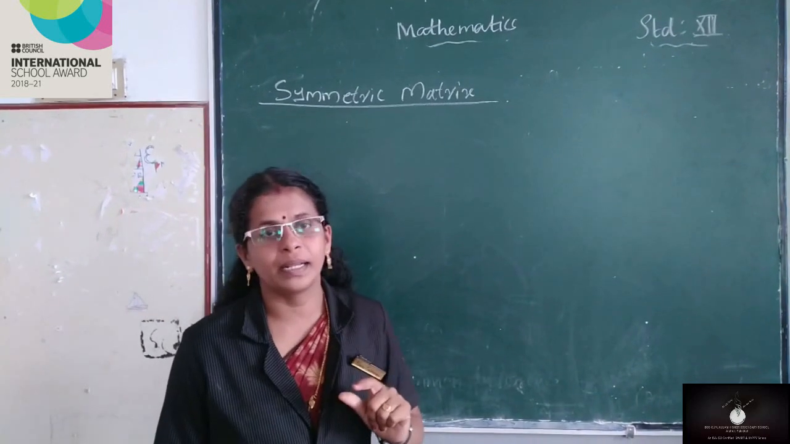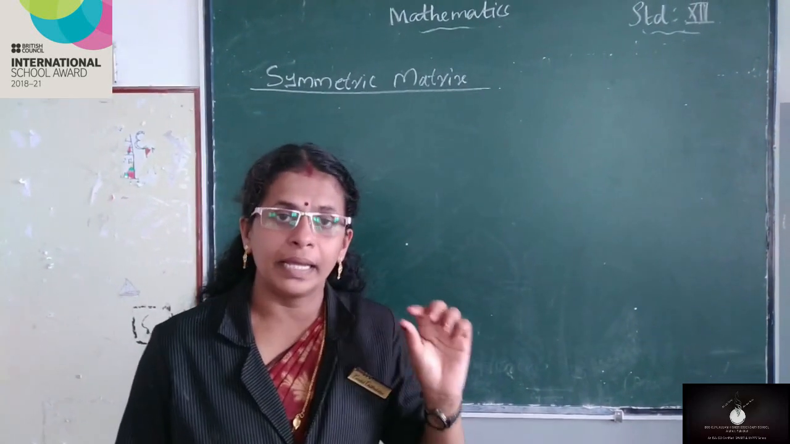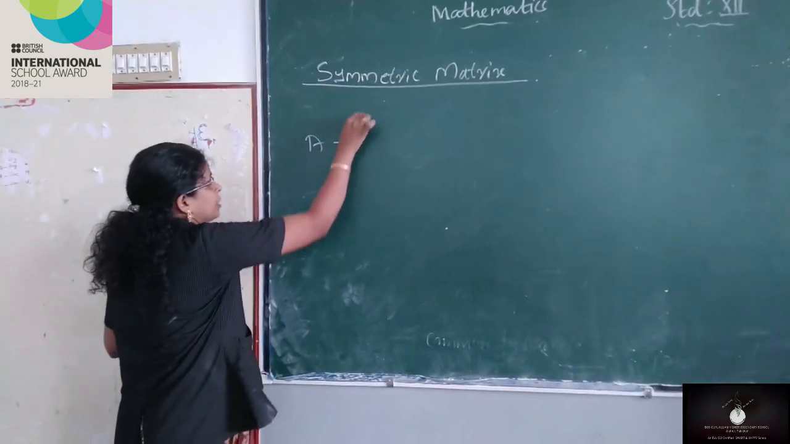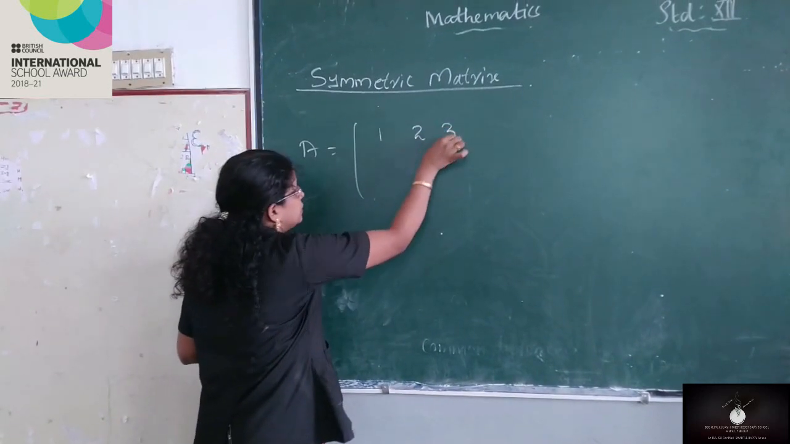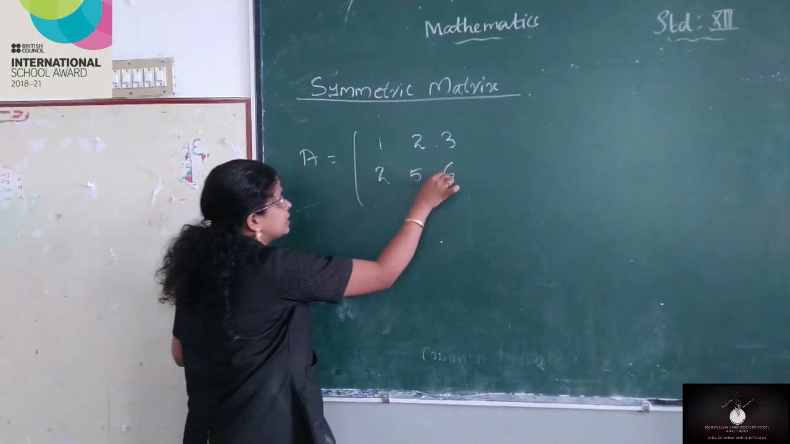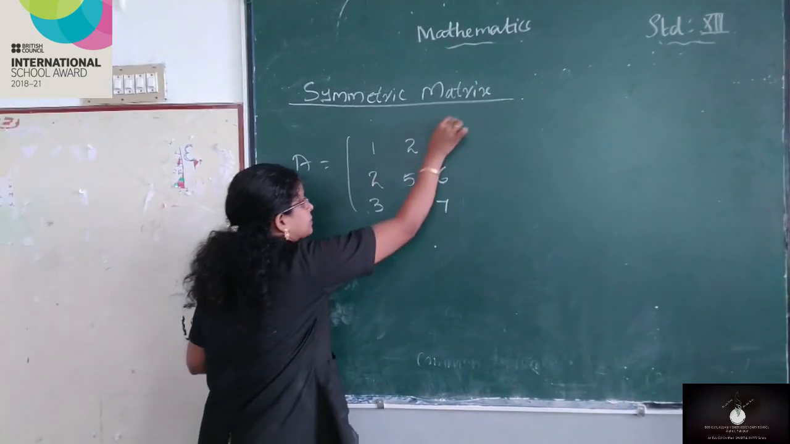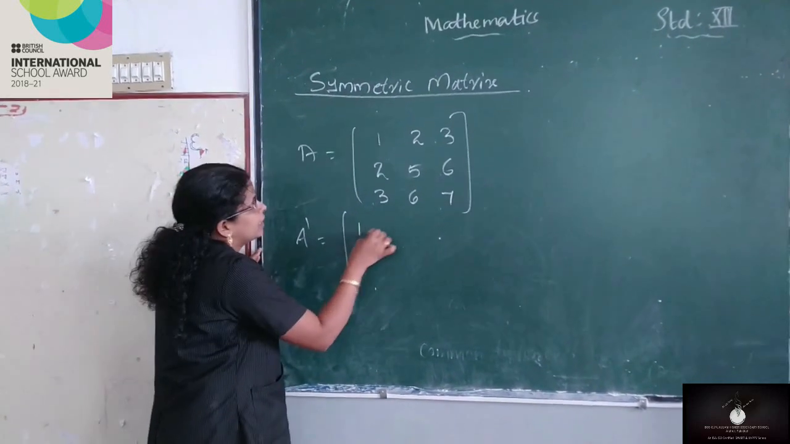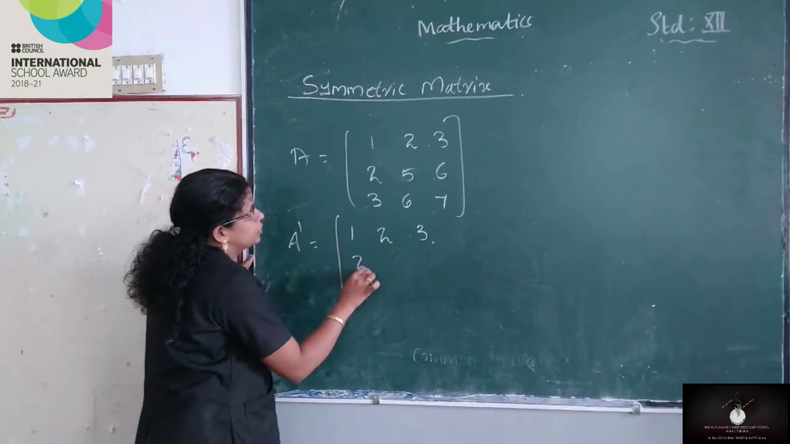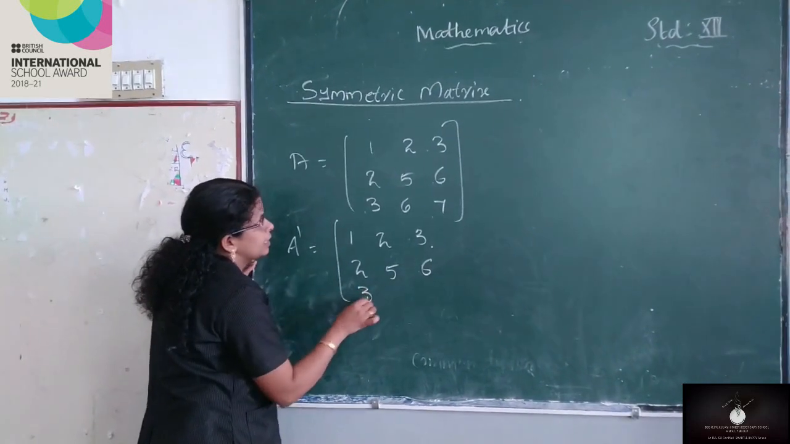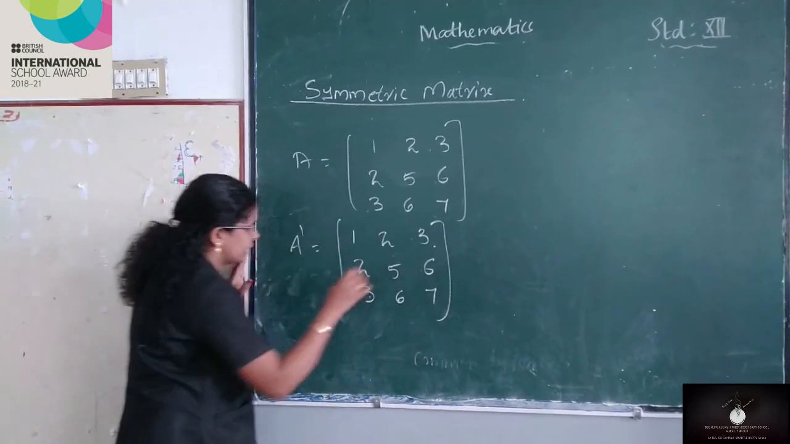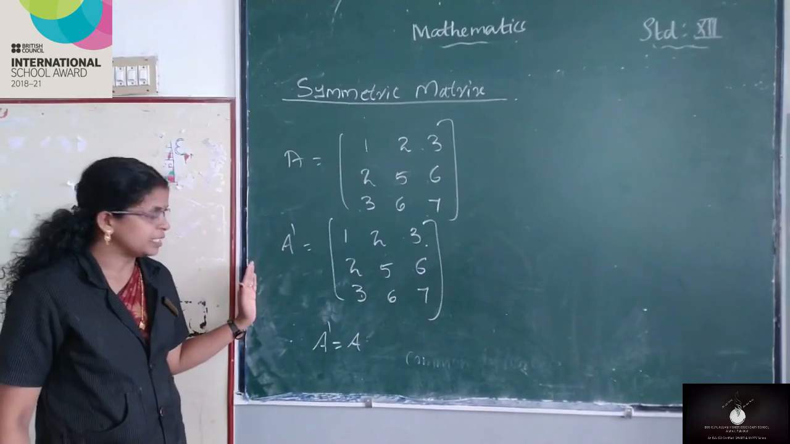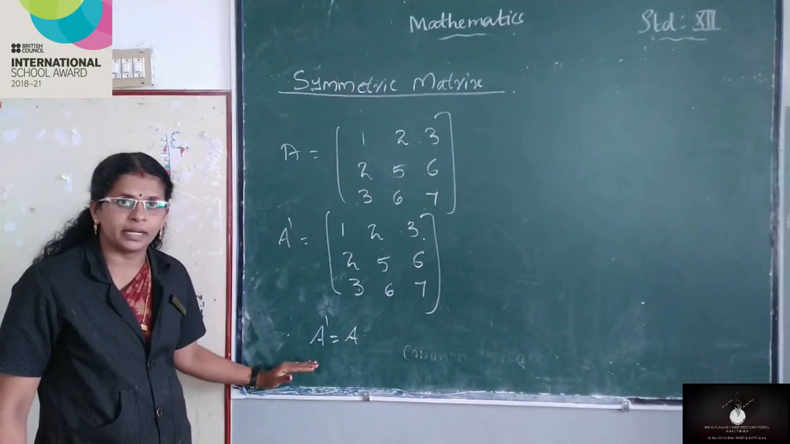Next topic is symmetric matrix. A square matrix is said to be symmetric if A transpose equal to A. For example, A is equal to matrix 1, 2, 3, 2, 5, 6, 3, 6, 7. Okay. Then A transpose equal to matrix 1, 2, 3, 2, 5, 6, 3, 6, 7. Okay. Therefore, A transpose equal to A. So here A and A transpose are equal. So it is symmetric.